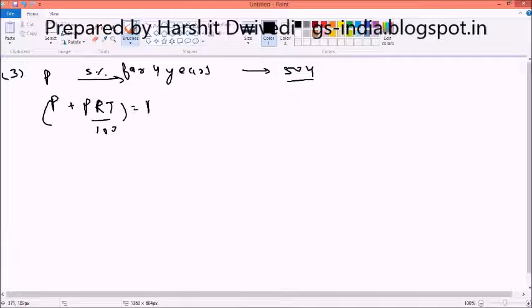Okay, so it will become P plus PRT by 100. What is the rate of interest? 5. What is the time period? 4 upon 100. How much will it become? It will become 1.2P, which is equal to 504.